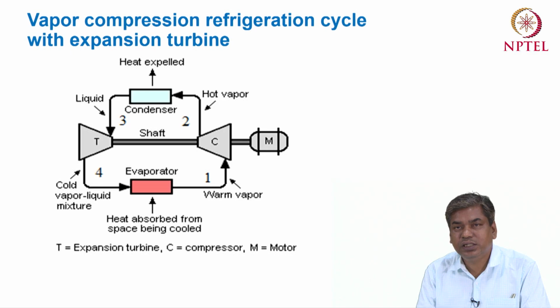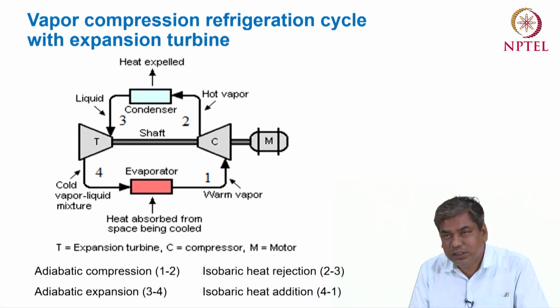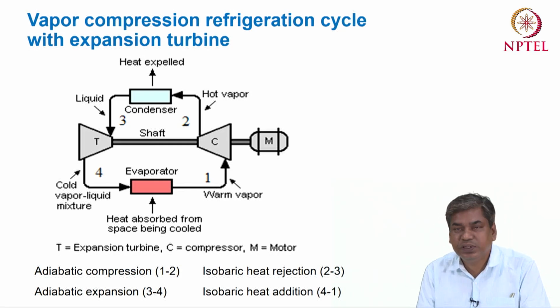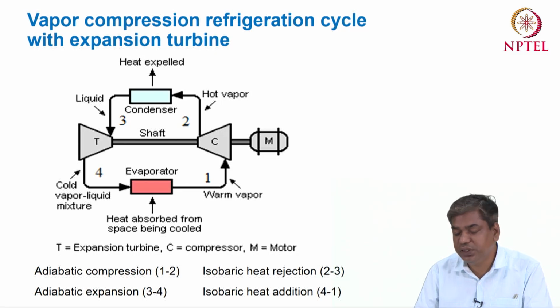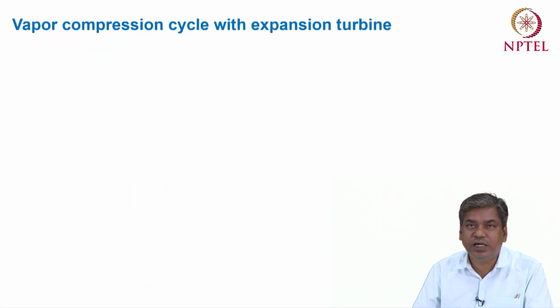So the evaporation capacity or the cooling capacity can be improved. Okay, so 4 to 1 is again the same isobaric heat addition process. If I represent this in a TS or PS diagram, these are the basic processes of this cycle, and we can now plot them in the temperature-entropy and pressure-entropy diagrams.